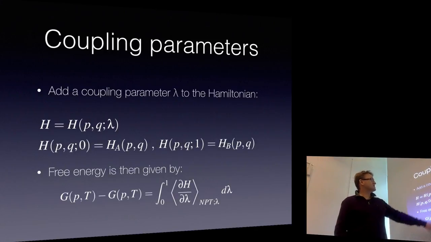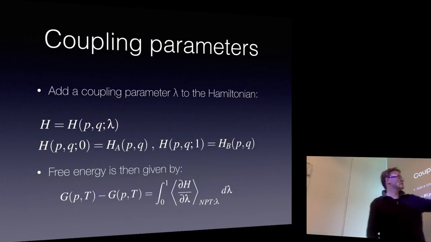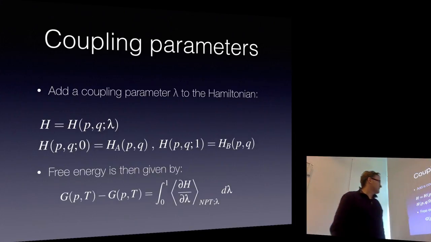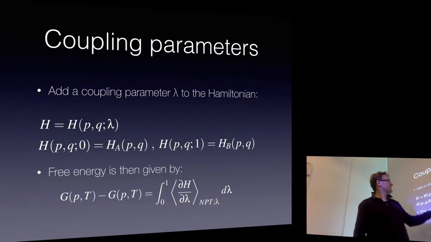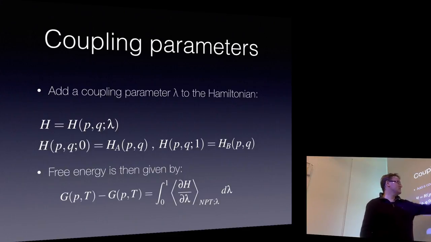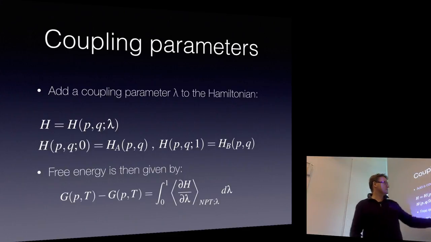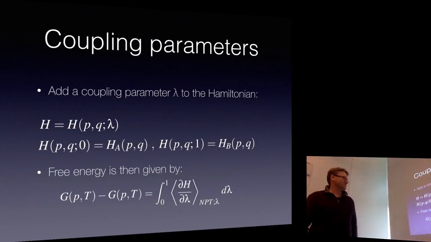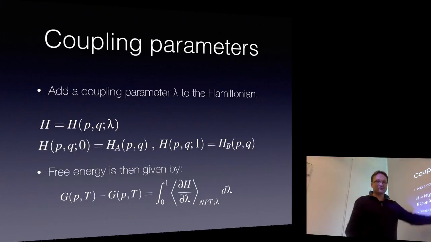And then we have one set of charges in state A and another set of charges in state B. In state B, we can say that we have removed all the charges on the ligand so that the ligand is a dummy. It doesn't exist. And in that case, if there is some parameter lambda that describes how I move between A and B, the free energy is just going to be the integral from 0 to 1 of dH/dλ with respect to lambda. I'm not going to derive this for now.